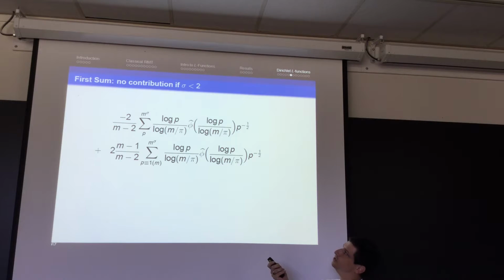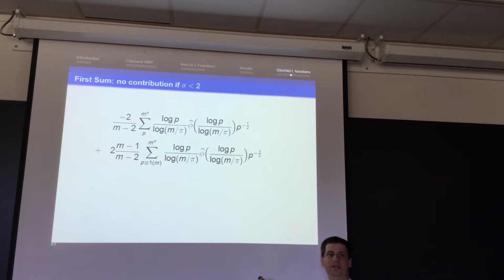So if you look at this, the hope is that this is going to be small. The primes go up to m to the sigma. So as long as sigma is not too large, we get to divide by an m minus 2. We should be okay. We have a p to the minus 1/2. Well, when you sum that, you should get a p to the 1/2. So this should become like an m to the sigma over 2.